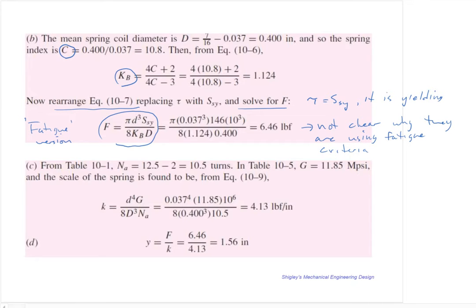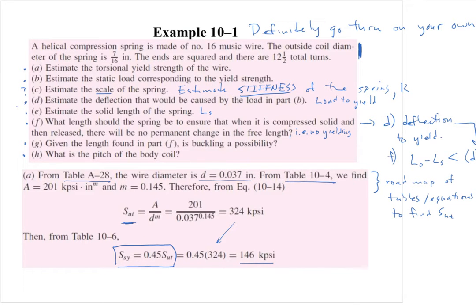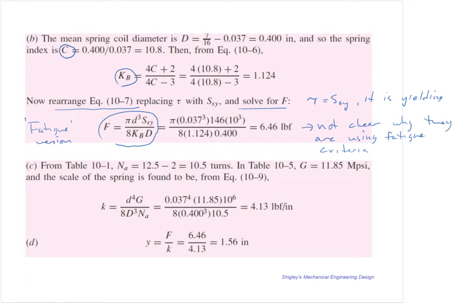Part C, number of active coils. You have to go back to the given for the problem. There's 12.5 total turns. So for part C, you're going to need to know the end condition and how many total turns there are. So the ends are simply squared, so they're not ground at all, they're just bent over to be flat to the surface. And you need to go to the table, it would be table 10.1, and that'll get you the total coils minus the end coils is the number of active coils.